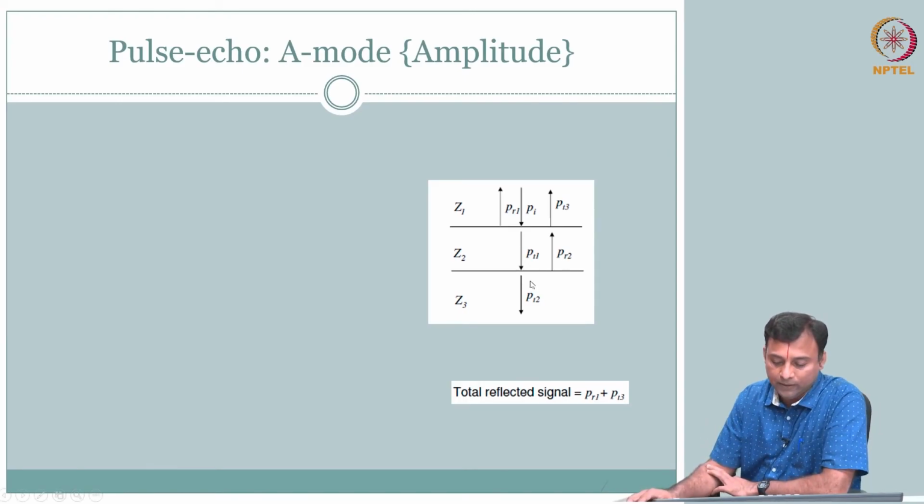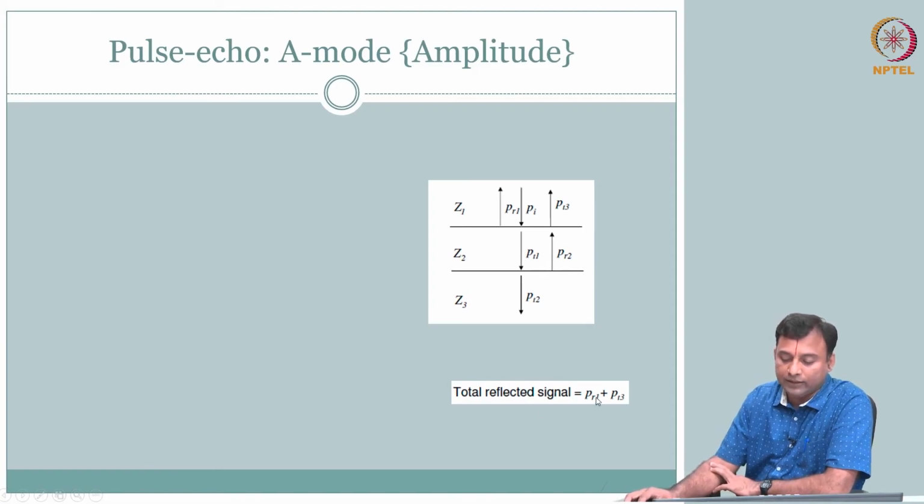In some sense, your total reflected signal is your PR1 plus PT3. For simplicity, usually we don't worry about these multiple reflections, but they can cause artifact. We will not worry too much about it at this course level, but the idea is that the total reflected signal you could get from one direct echo or from multiple echoes.